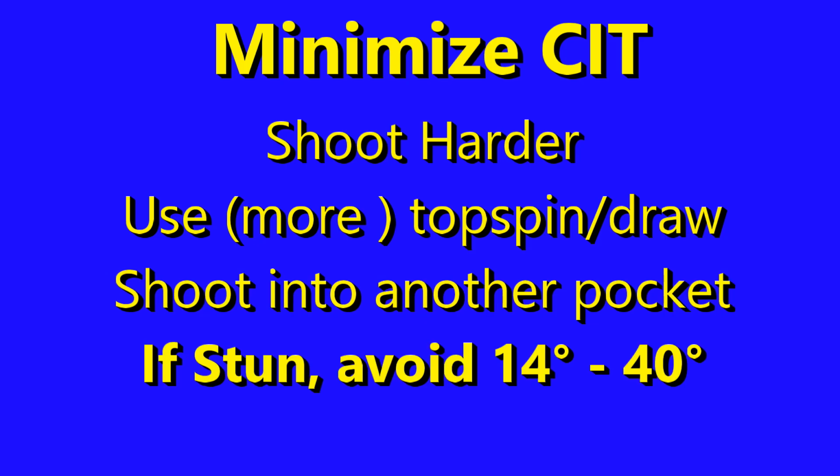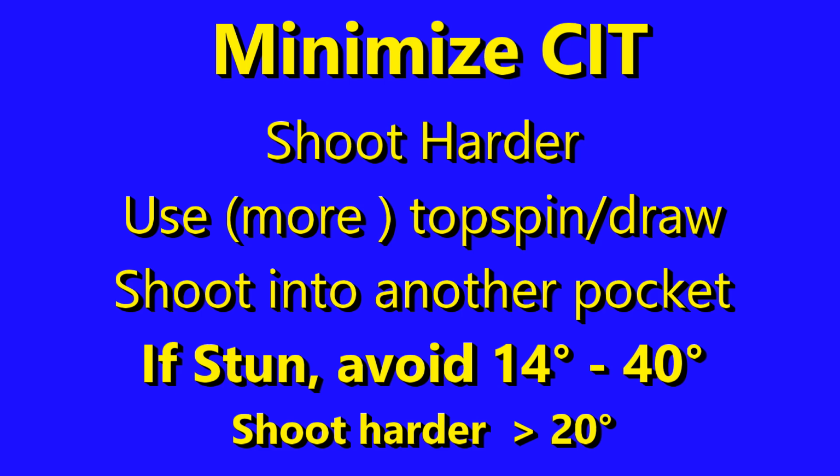But if you must use stun, then being outside the critical angle range of about 14 to 40 or so degrees would be ideal, and try using a higher speed for cuts over 20 degrees.